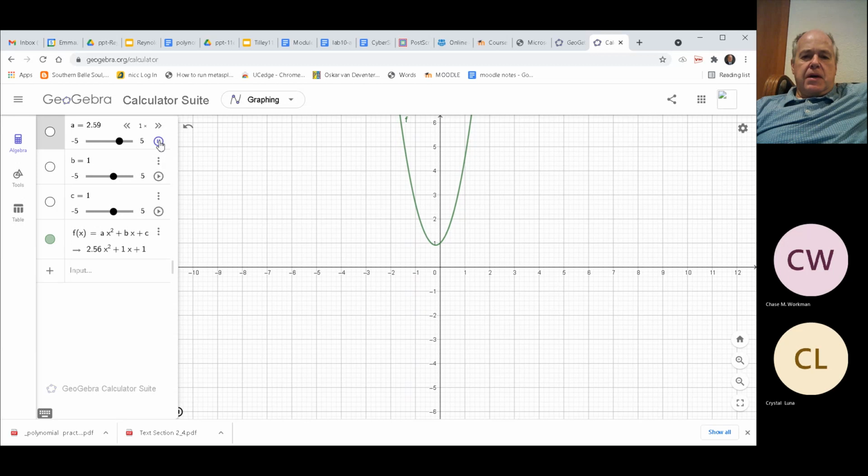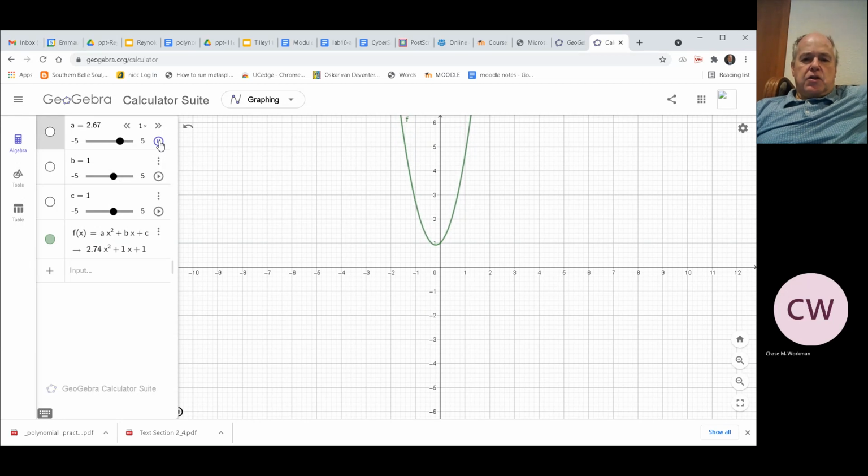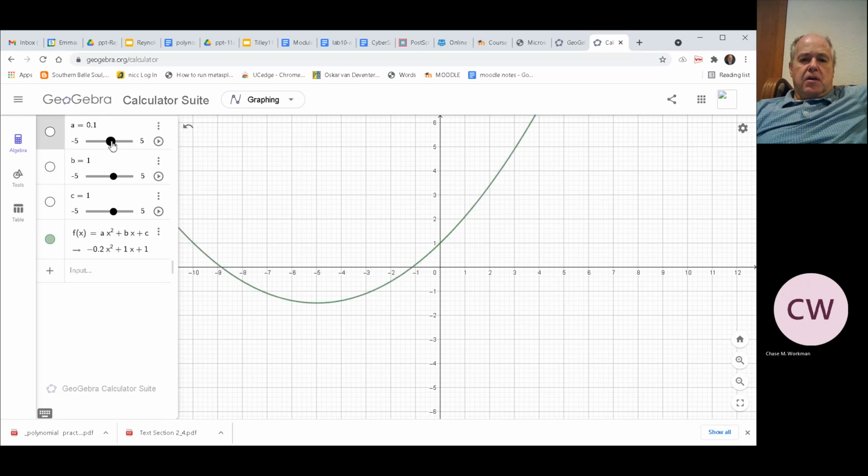As it goes positive, my curve curves up. Ax squared becomes large going positive. And as a goes negative, my curve goes negative because I'm multiplying x squared by a negative number. And that'll just keep playing if I leave that playing. So that's the effect of my variable a. So let's bring that back down to around 1. Okay, that's my a variable.